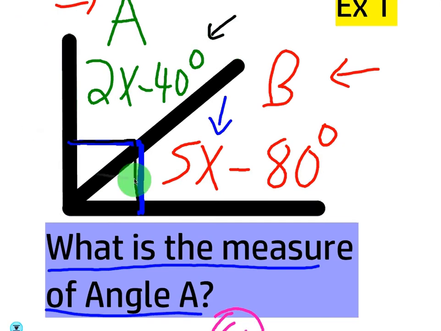Let's go ahead and solve one together. We have A is equal to 2x minus 40. B is equal to 5x minus 80 degrees. Again, notice that if we take A and we add B, we must be equal to 90. That's going to give us a hint as far as where to start the problem.